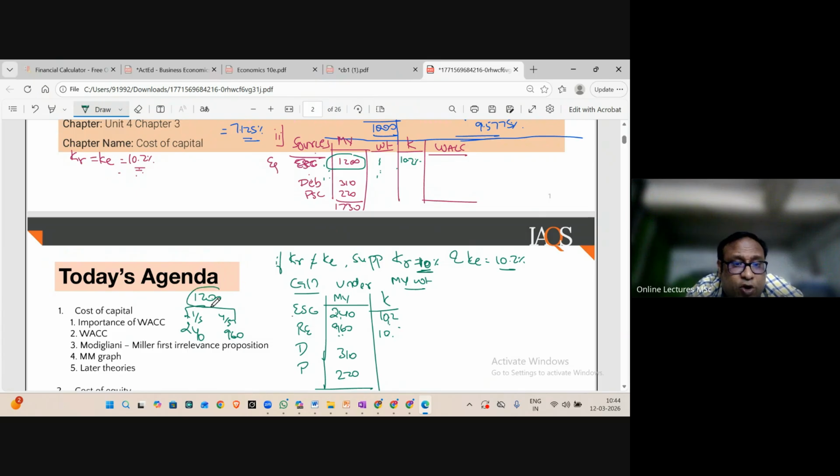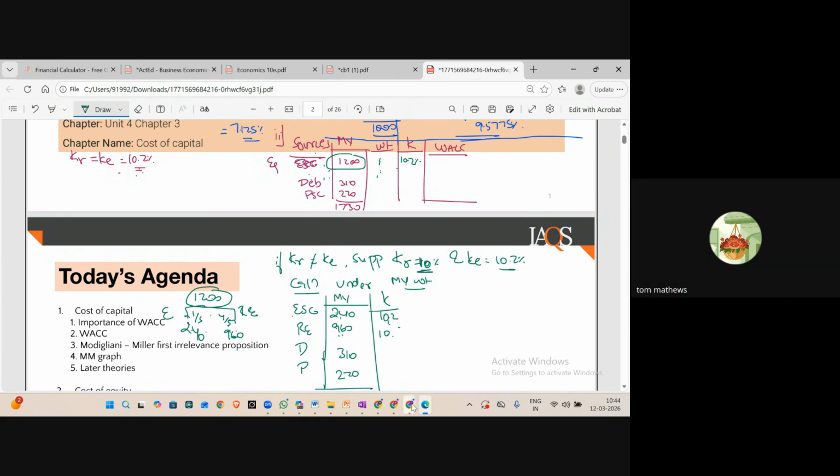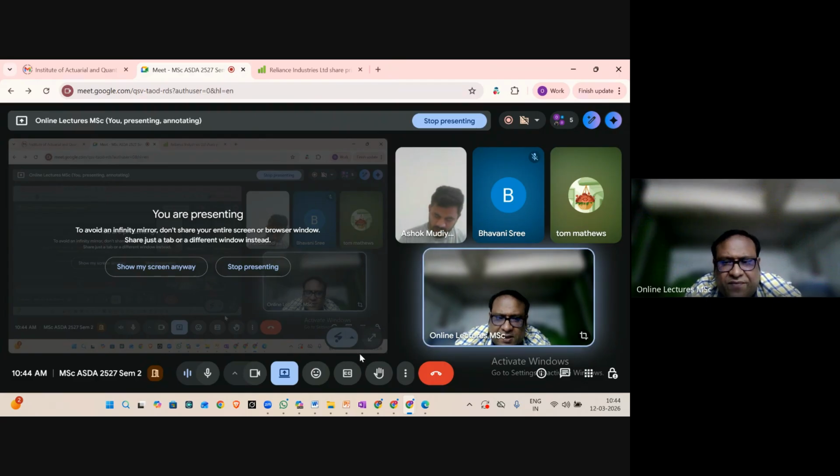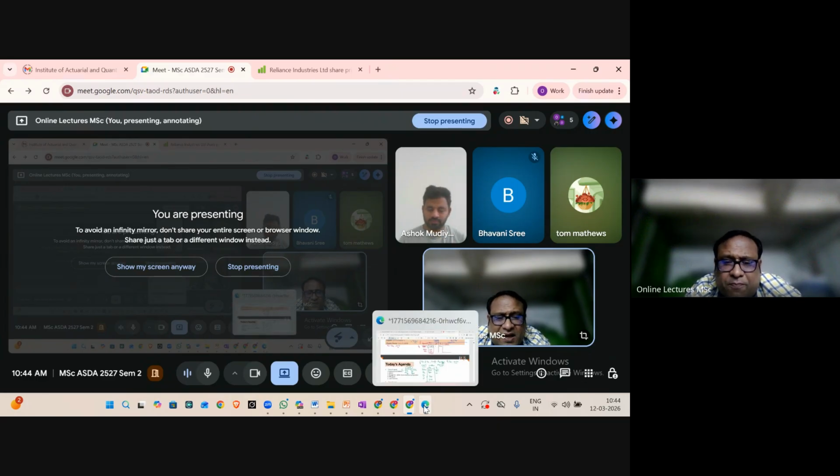the market value of the equity needs to be split amongst ESC and RE in the proportion of their book value. I repeat, provided the cost of equity and cost of retained earnings are given, or we find them some way or the other. But if KR, everybody write down a sentence somewhere, very important.